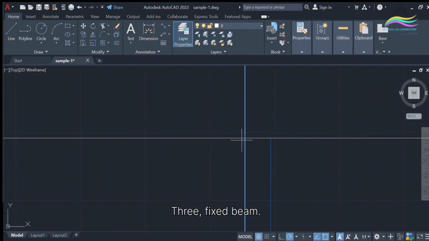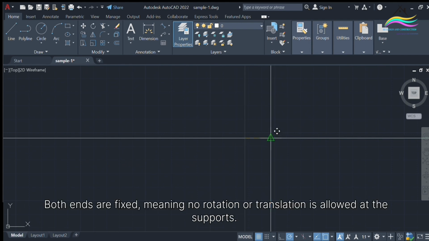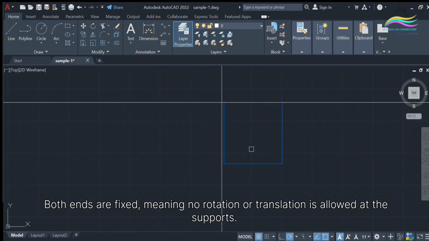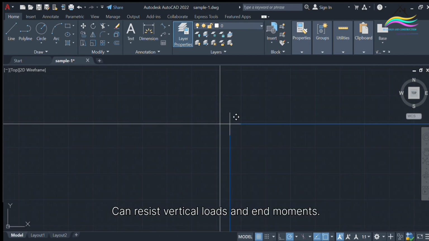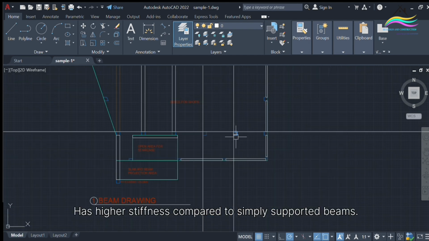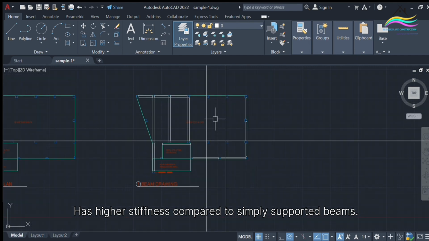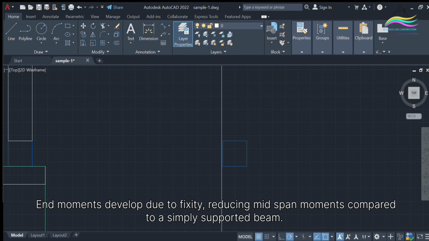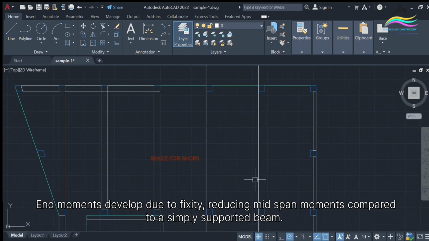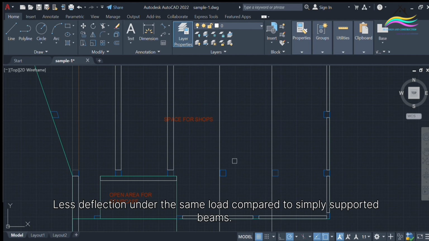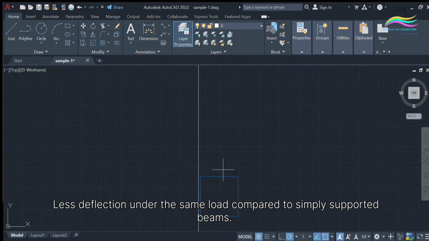3. Fixed beam. Description: both ends are fixed, meaning no rotation or translation is allowed at the supports. Behavior: can resist vertical loads and end moments. Has higher stiffness compared to simply supported beams. End moments develop due to fixity, reducing midspan moments compared to a simply supported beam. Less deflection under the same load compared to simply supported beams.